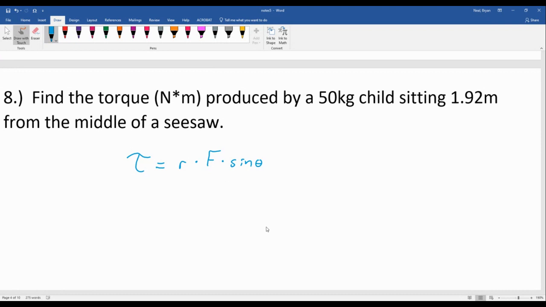If you're not given an angle, then what we do is we assume that the force is perpendicular. So upside down, capital T for the perpendicular symbol. And then sine of 90 degrees is 1, and it just sort of gets absorbed into the rest of it. So we're just looking at R times F.